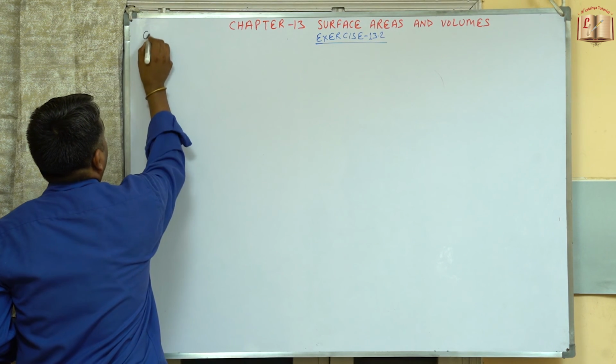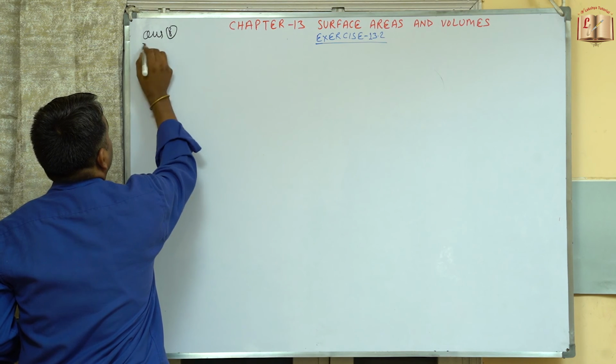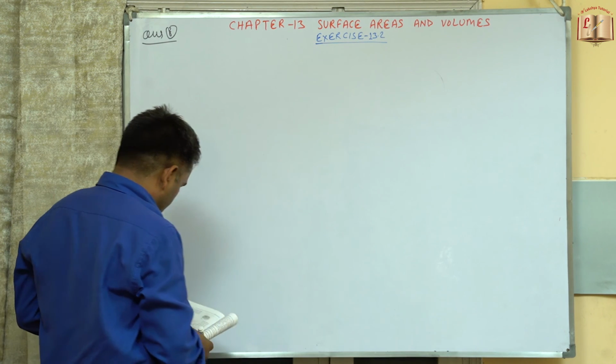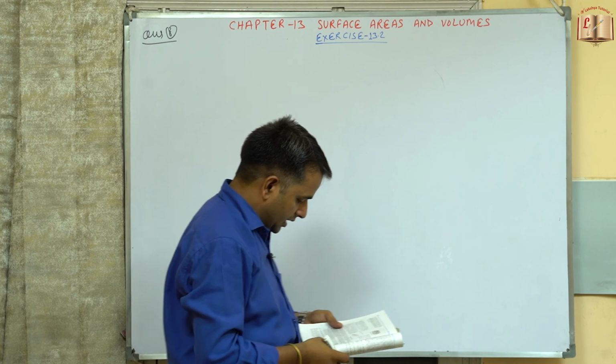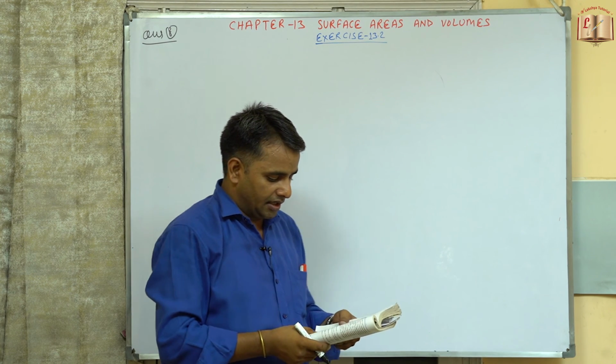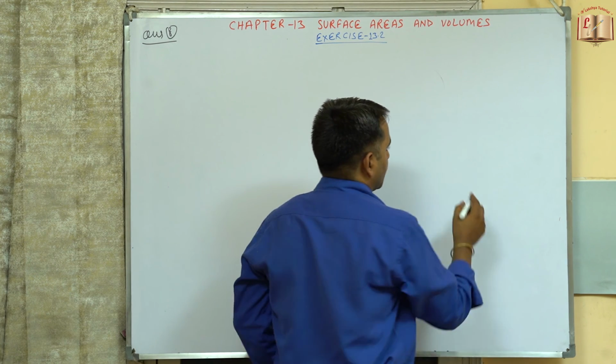So coming to question number 8. A spherical glass vessel has a cylindrical neck 8 centimeter long.